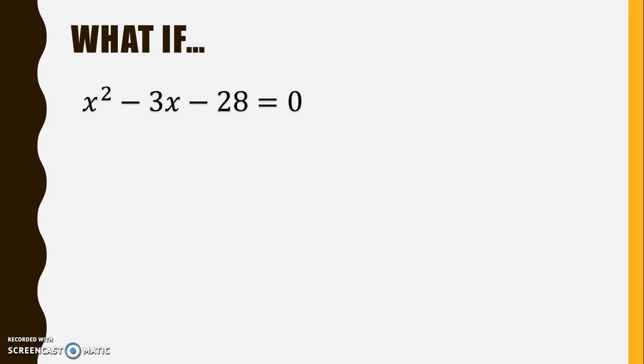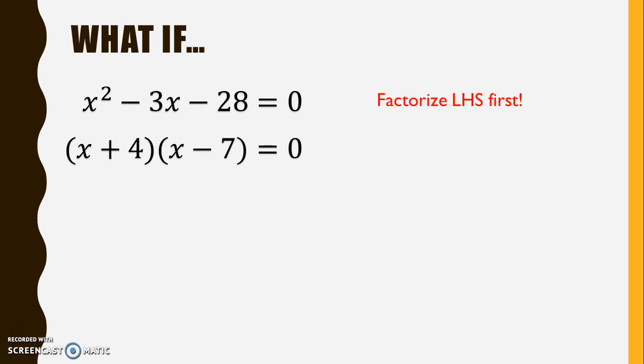What if x squared minus 3x minus 28 is equal to 0? Before you can solve this quadratic equation, you will first need to factorize the left-hand side. Using your cross table or your multiplication frame, the factors for x squared minus 3x minus 28 would be x plus 4 and x minus 7.